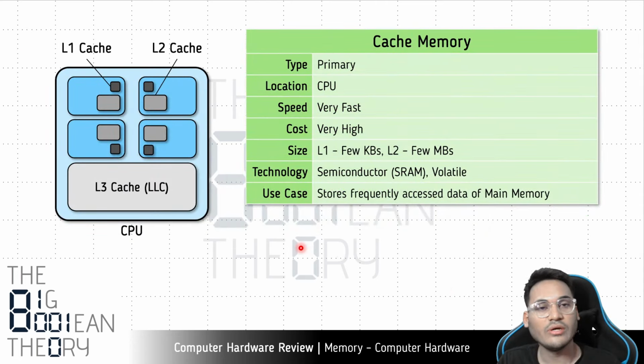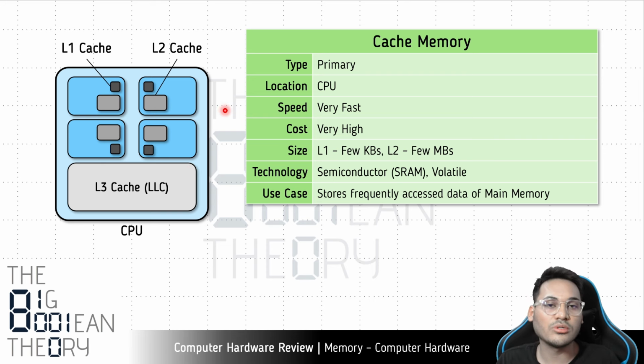So now that we have understood what these different levels of cache are, let's talk about the properties of cache memory. So first of all, it is classified into primary memory because it is used during the execution of instructions. The data that is required by the CPU is looked into the cache. So it's closely involved in the execution of instructions. Then the location is the CPU. As you can see, the L1 and L2 cache are on the private cores, and the last level cache, that is the L3 cache, is also on the CPU chip and shared by the different cores.